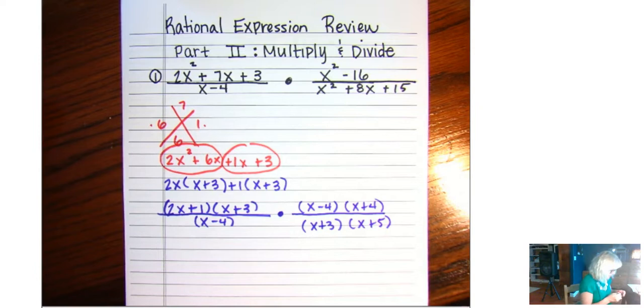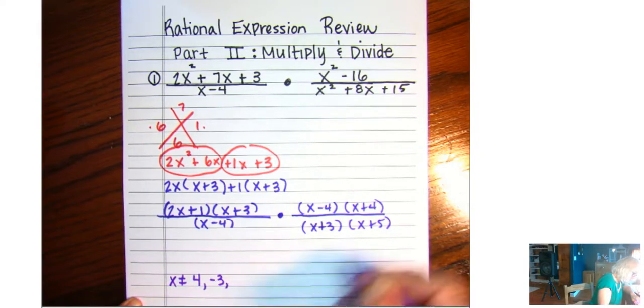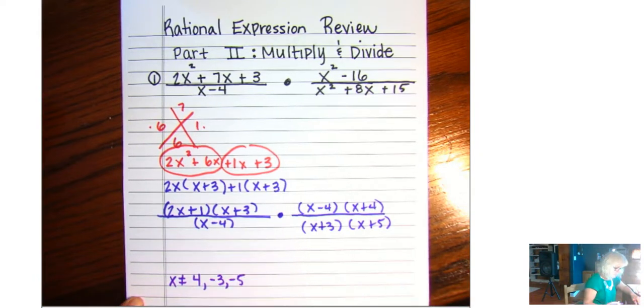Now, I know I see things that can cancel out. Do not forget, you got to state your restrictions. For multiplying restrictions, I really don't have to check twice. I know x cannot equal a 4, x cannot equal a negative 3, and x cannot equal a negative 5.